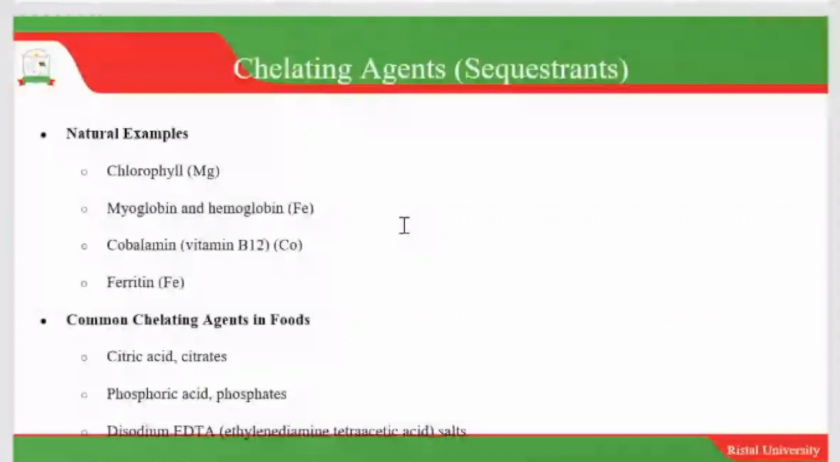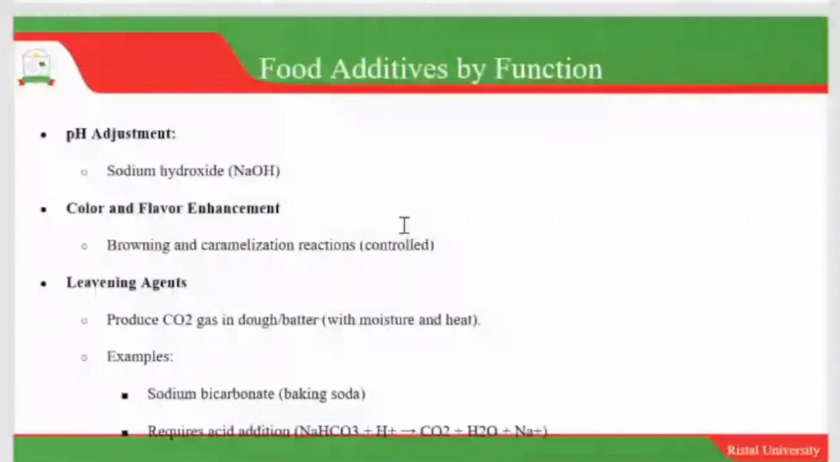So for the additives by function, still we are going to look at them briefly. For the pH adjustment, more acidic or more alkaline, we are looking at the sodium hydroxide, and balancing that is key. For the color and the flavors, we are looking at browning and also caramelization. So these ones will help us. The food additives will help us in the pH adjustment, but also they will help us in enhancing the color and flavor.